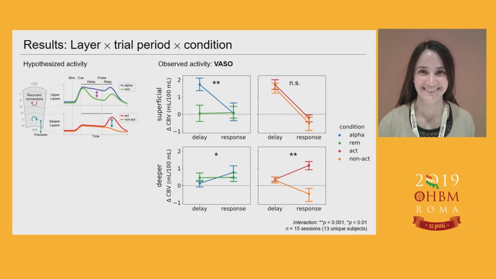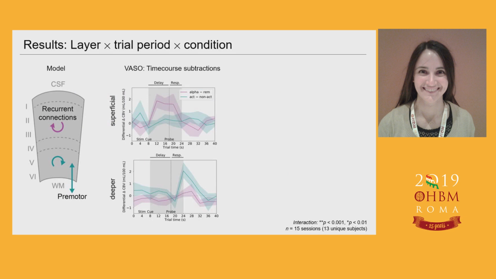We can quantify this in a related but slightly different way, so we can actually subtract the time courses of one trial type versus another. So in these graphs, again, the top one is the superficial layers, the bottom one is the deeper layers. The purple line here is the difference between alphabetizing and remembering. So you can see that that difference peaks in the superficial layers during the delay, whereas there's not much difference at all between action and non-action.